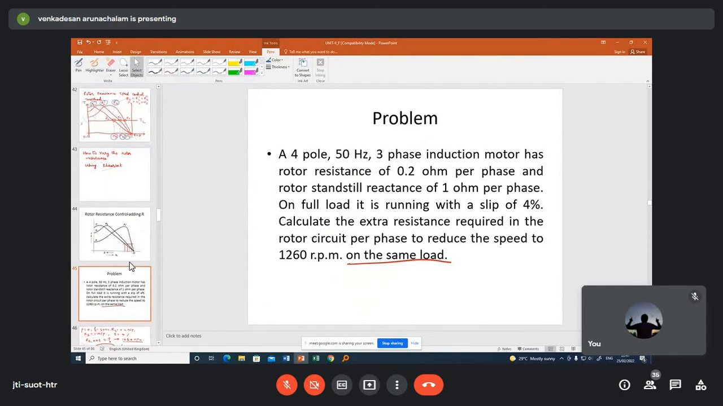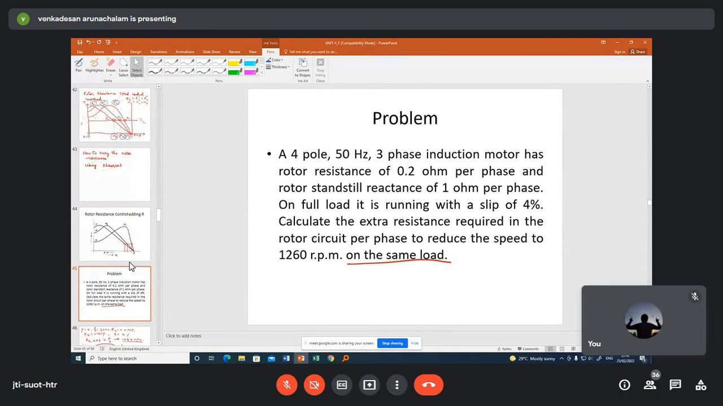A 4-pole 50 Hz 3-phase induction motor has rotor resistance of 0.2 ohm per phase and rotor standstill reactance of 1 ohm per phase. On full load, it is running with a slip of 4%. Calculate the extra resistance required in the rotor circuit per phase to reduce the speed to 1260 rpm on the same load. So here they are taking the load torque as constant. That is the meaning of same load.